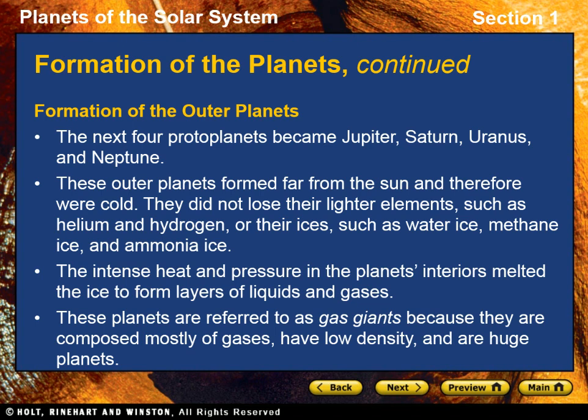Today, these planets are referred to as gas giants because they are composed mostly of gases, have low density, and are huge planets. Jupiter, for example, has a density of only 24% of Earth's density, but a diameter that is 11 times Earth's diameter.